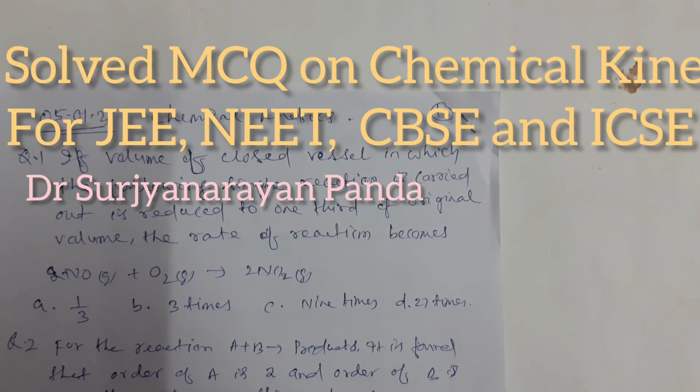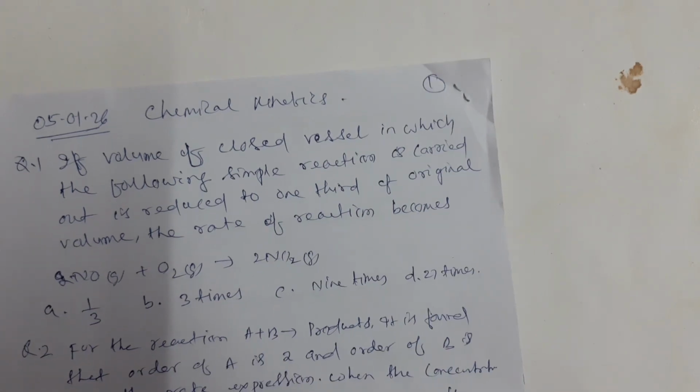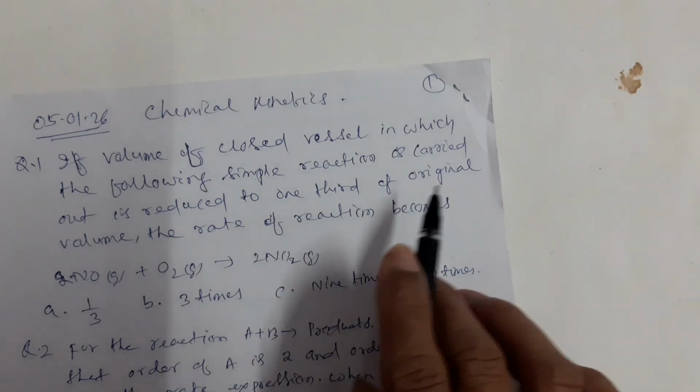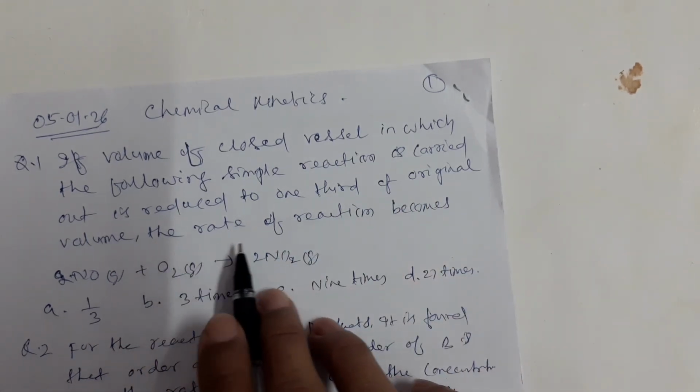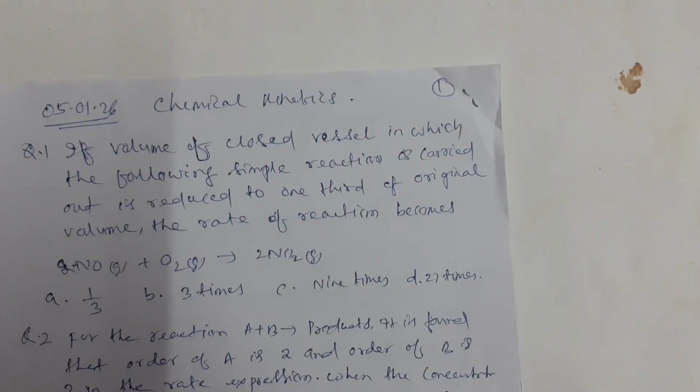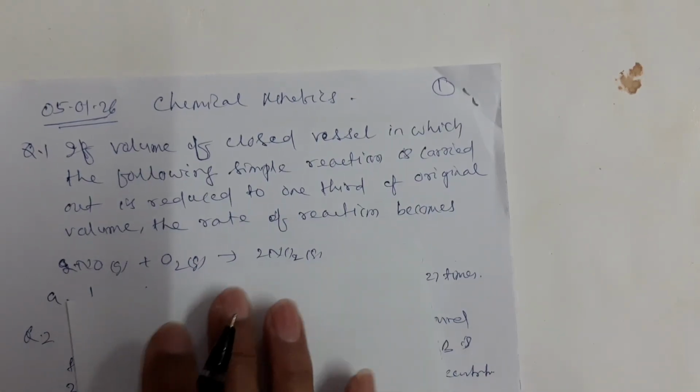Dear students, today I'll discuss with you some important MCQs from the chapter Chemical Kinetics. This is the first question. If the volume of the closed vessel in which the following simple reaction is carried out is reduced to 1/3 of the original volume, the rate of reaction becomes what? So this is your reaction, 2NO, question number 1.